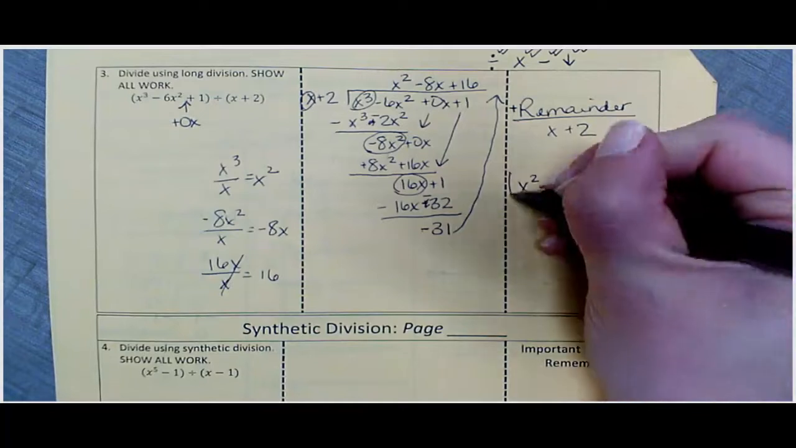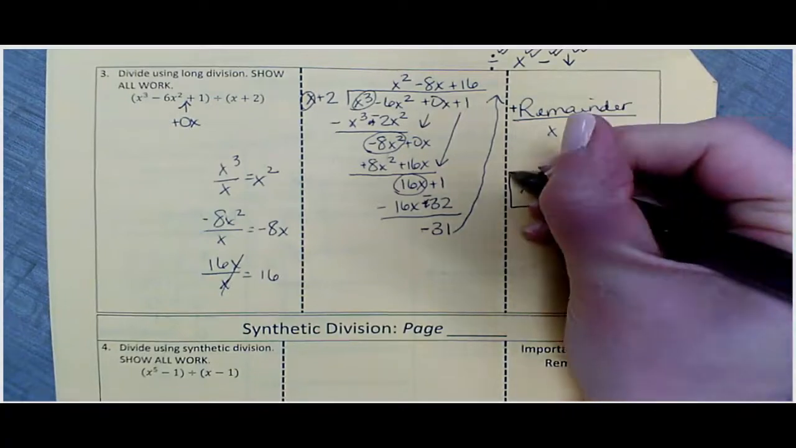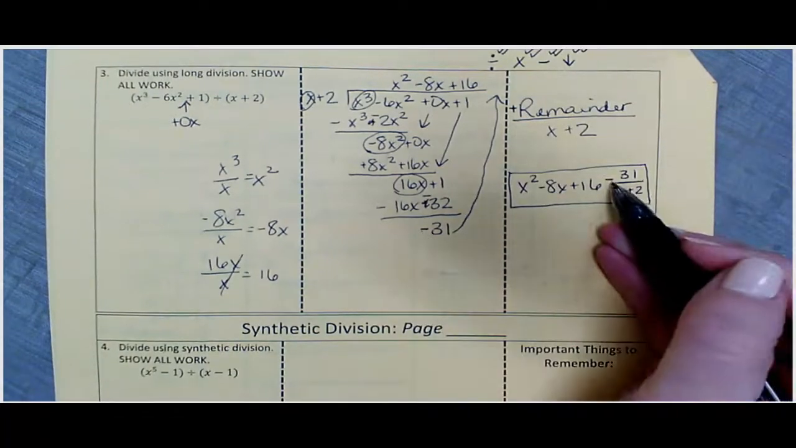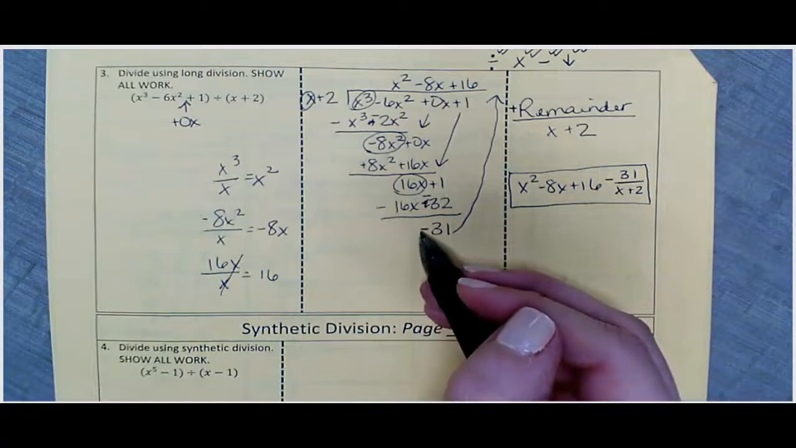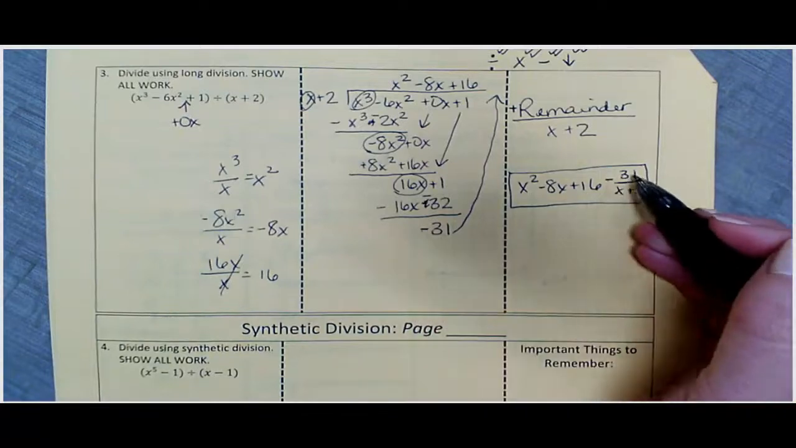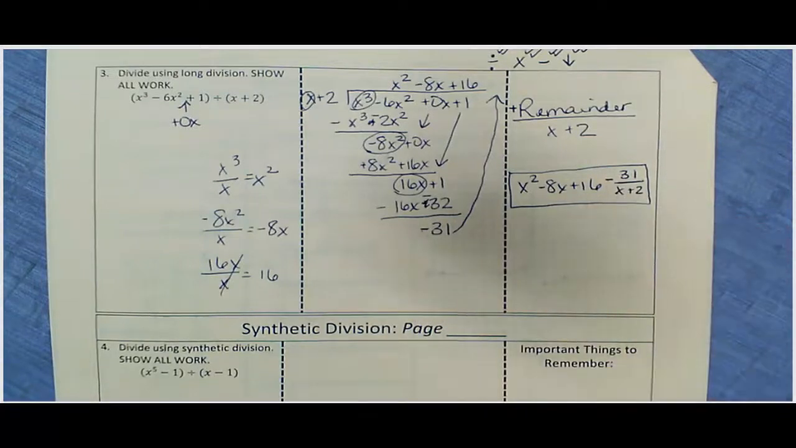So it is part of my polynomial. I do need to add or subtract it. So in this case, since it's negative, I'm going to put minus. If this would have been like a positive 8, then I would have put plus 8 over x plus 2.